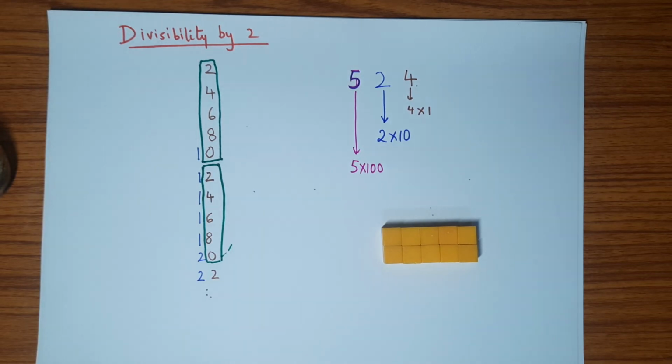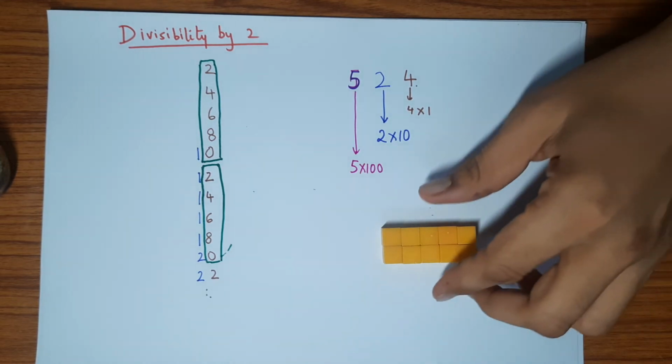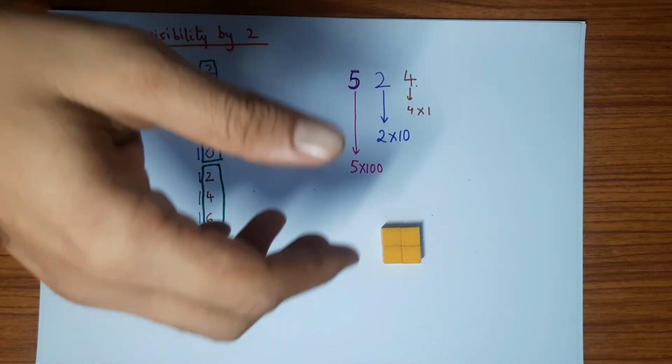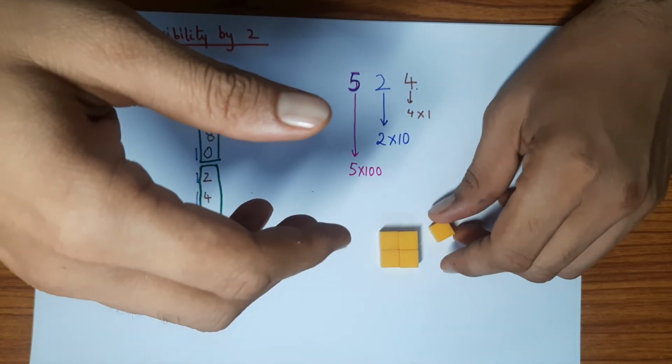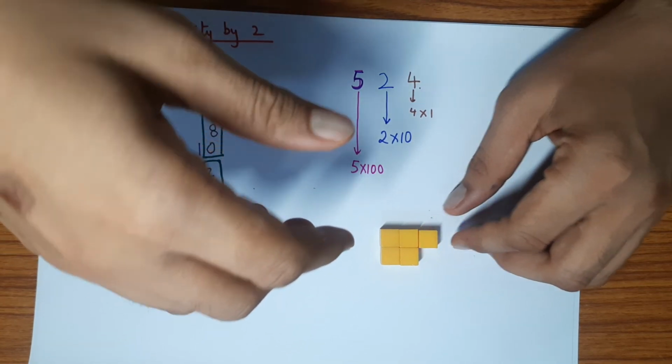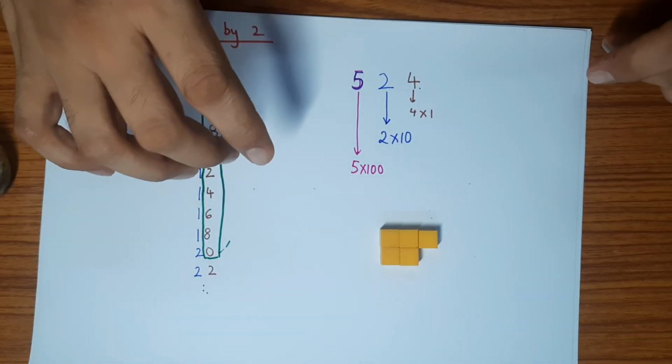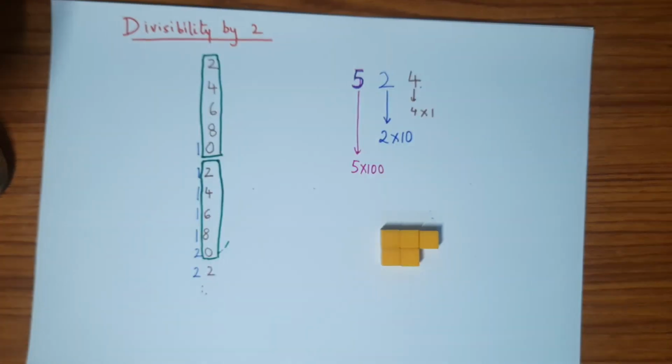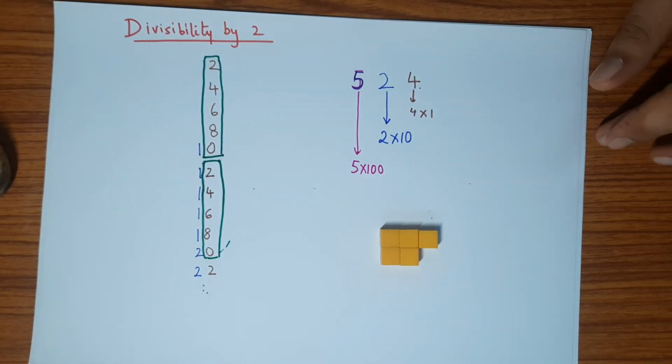I only need to look at the ones, which you may or may not be able to put in a row. If I have 4, I can put it in rows, but if I have 5, I will not be able to. This is the reason why we can only look at the ones and tell if a number is divisible or not divisible by 2.